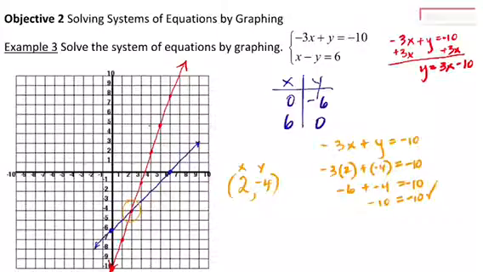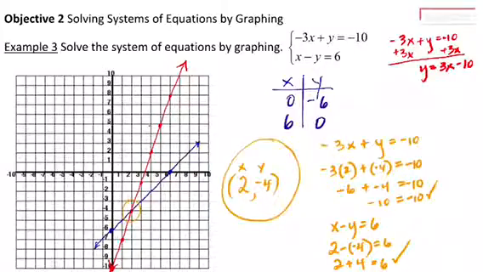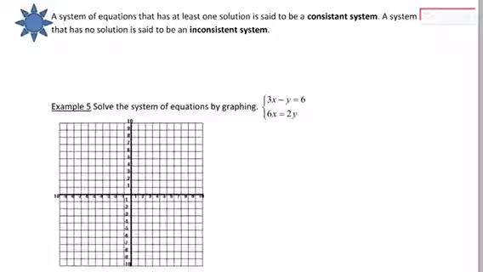Now I have to check the next one. x minus y equals 6. So 2 minus negative 4 equals 6. 2 plus 4 equals 6. And you can see that that is a solution too. The answer to this question is (2, negative 4). A system of equations that has at least one solution is said to be a consistent system. A system that has no solution is said to be an inconsistent system.